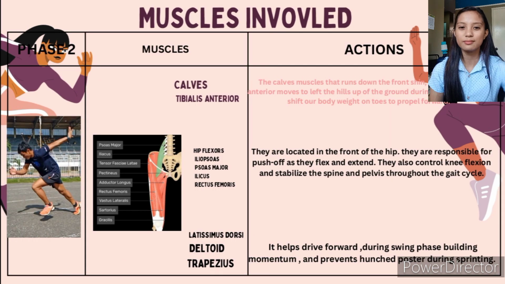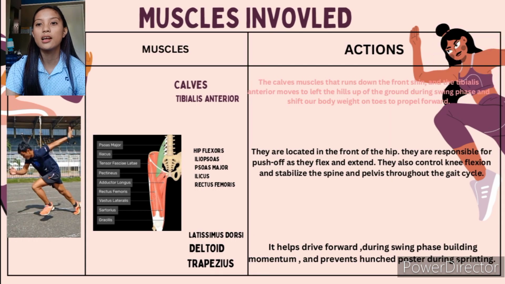Next is phase 2. So in phase 2, we have here the calves and the tibialis anterior. The tibialis anterior is the muscle that runs down the front of the shin, and it lifts the heels up to the ground during the swing phase and shifts our body weight onto the toes to propel forward. So next are the hip flexors: iliopsoas, psoas major, iliacus, rectus femoris. They are located in front of our hip. They are responsible for pushing off as they flex and extend. They also control the knee flexion and stabilize the spine and pelvis throughout the gait cycle.